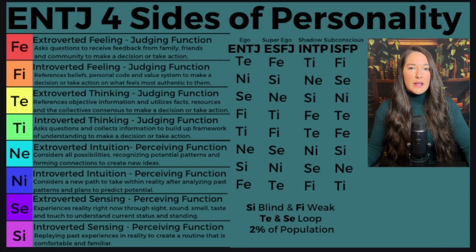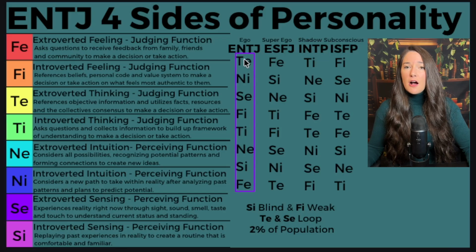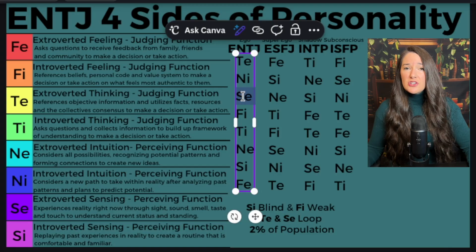Now, when the ENTJ is super struggling, they're going to shift into their shadow state, which is the INTP personality type. Their ego is an extrovert, so they're always out in reality, accomplishing things, doing things, talking to people, getting stuff done. They're worker bees. But sometimes their to-do list is way too long. Maybe they're not actually sure how they're going to complete this goal, how they're going to get to this place in reality that they want to be.